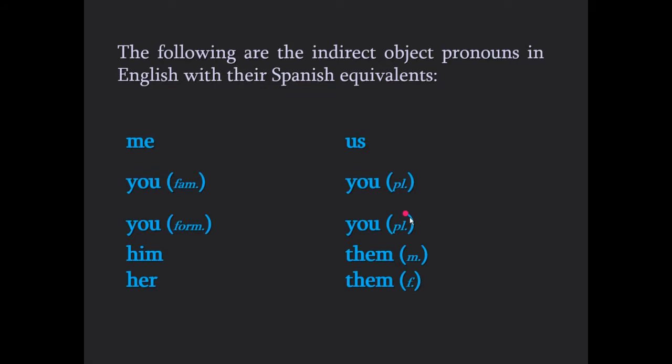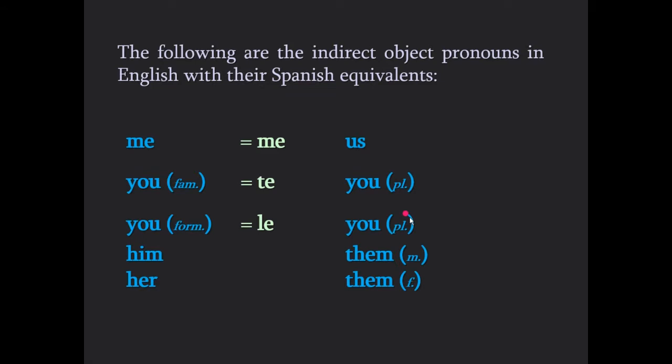Pero en español, ¿cuáles son los pronombres de complemento indirecto? What are they in Spanish? The first one is me. And I encourage you to say it after me so you can practice your pronunciation. So me in Spanish, or to me, is me. You familiar is te. Te. You formal is le. Le.